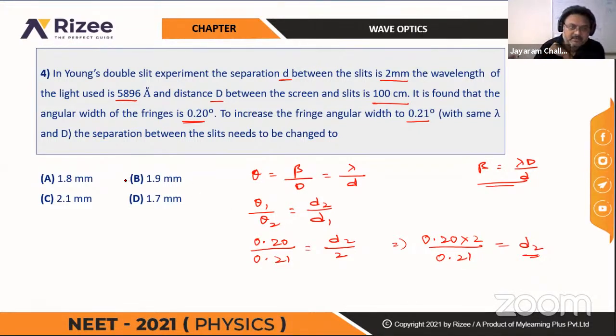That means it should be somewhere around 1.9. You should be getting it.